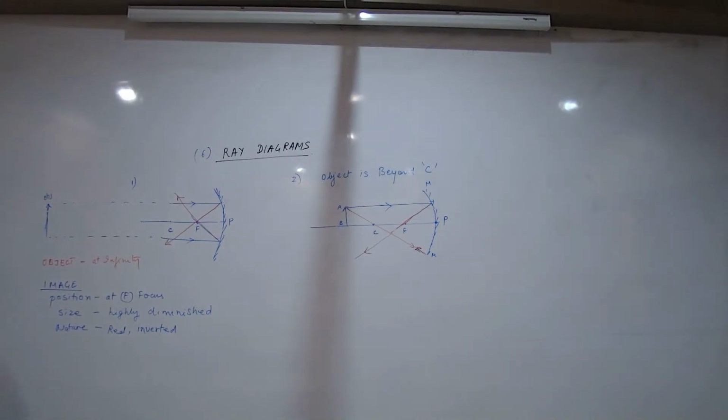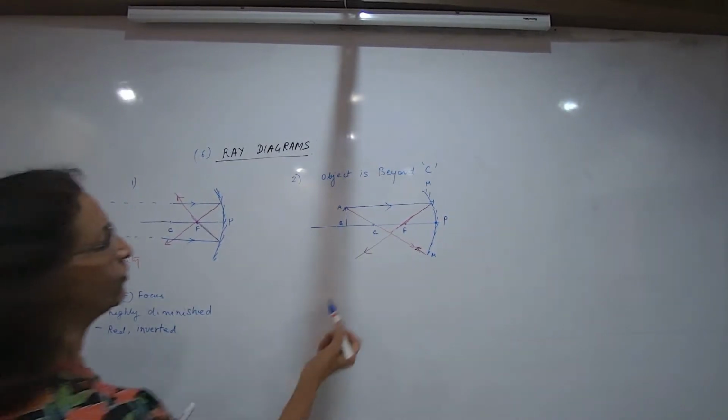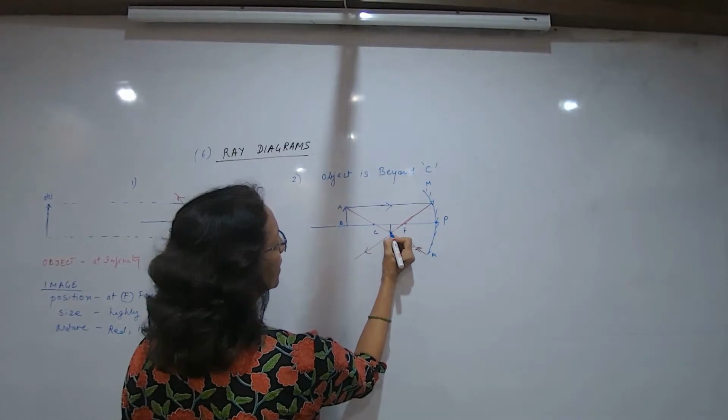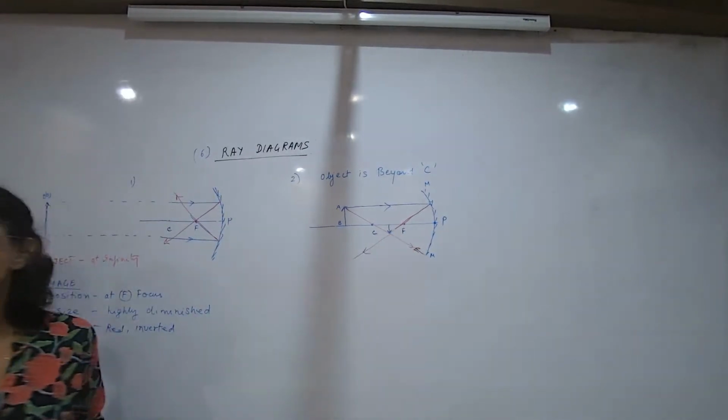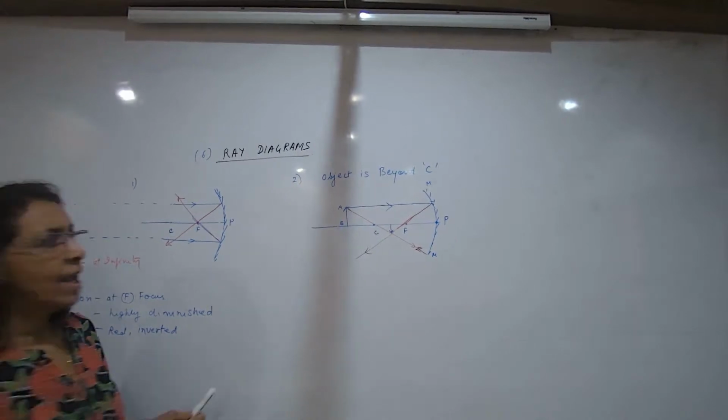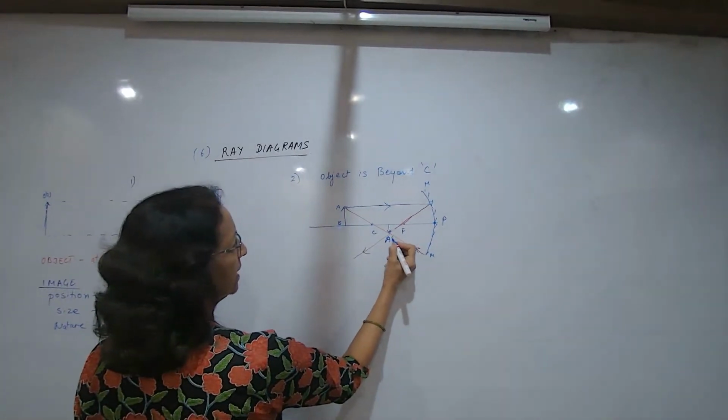Where is it intersecting? Between C and F. So that is going to be your reflection. Your image is going to be formed wherever these two rays are meeting at this point, and it is going to be an inverted image. How will I show it as an inverted image? I'll write it as A dash B dash.